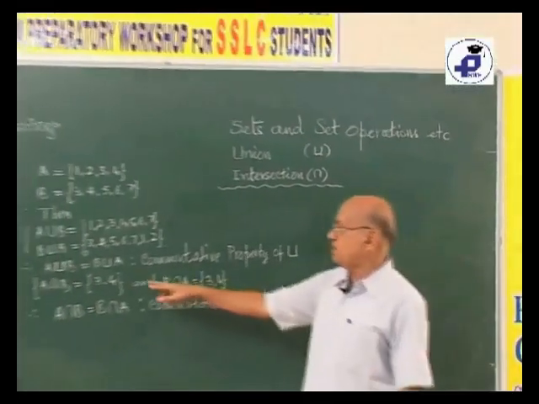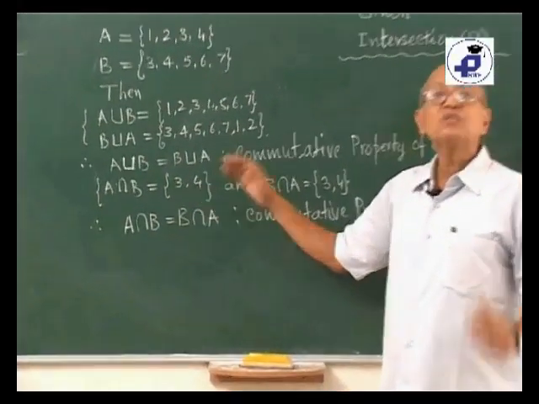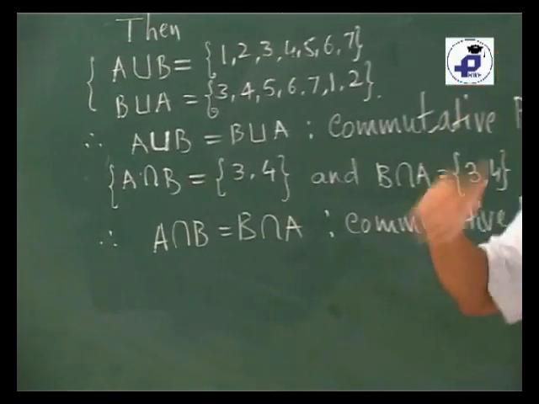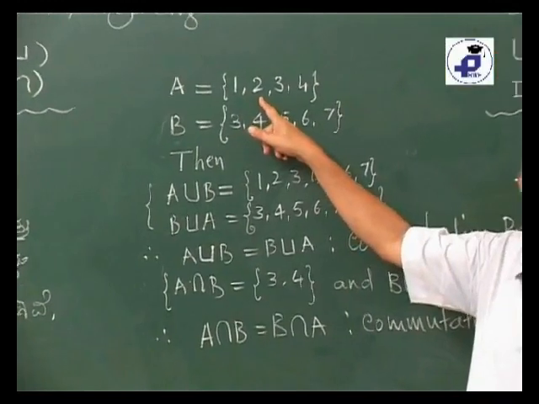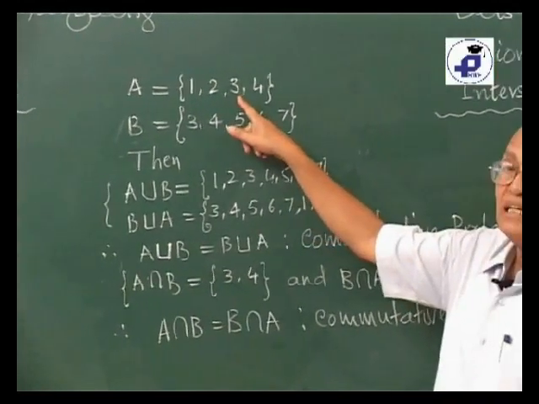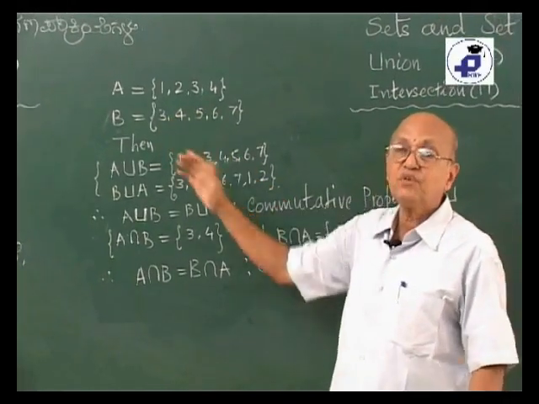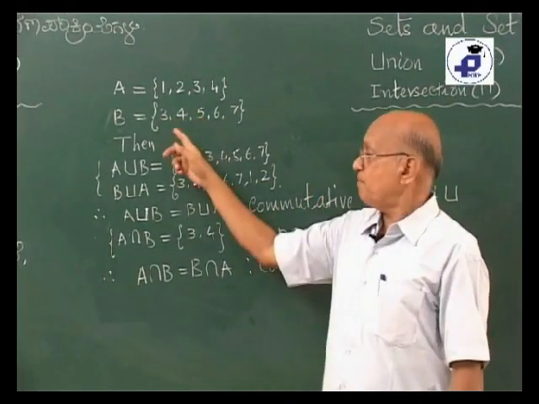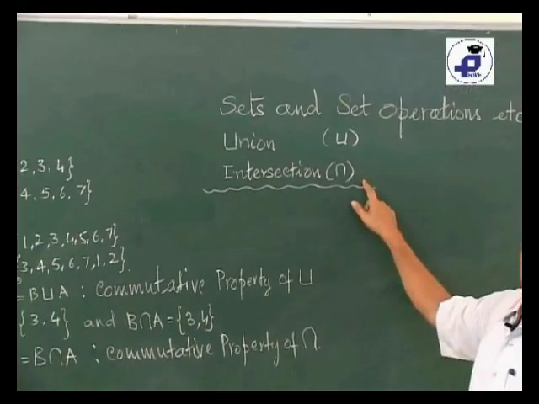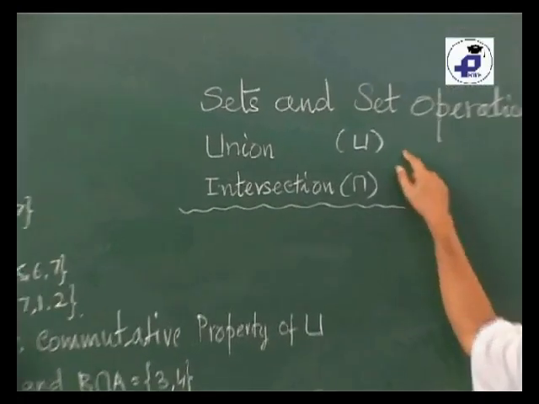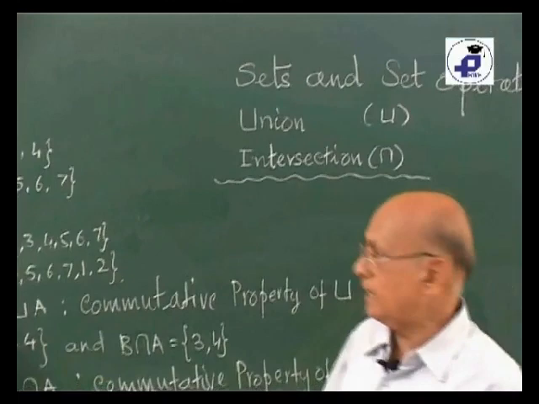A intersection B is, look at this one, it is common for A and B. 1 is only an element of A, 2 is only an element of A, whereas 3 and 4 can be seen in B also. Therefore, 3 and 4 are the common elements between A and B, that is called the intersection set of A and B. I am not going to write that because you have already studied it in the 8th standard classes.